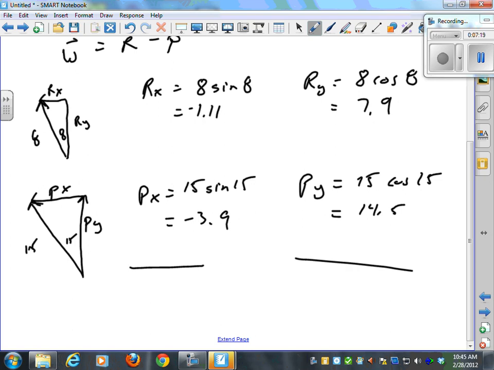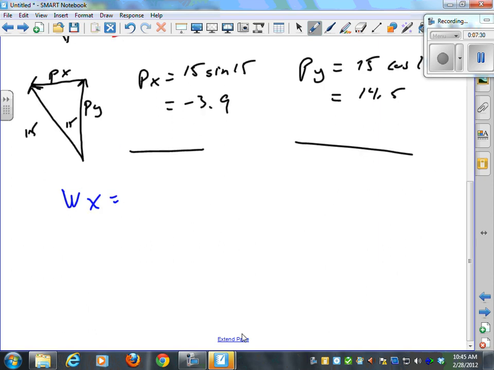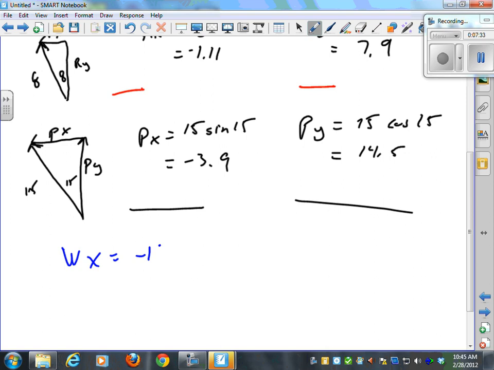Okay, so I've got my components, but because I know it's vector subtraction, I have to subtract those. So my wind X is going to be minus 1.11 subtract minus 3.9. So be very careful with subtraction there. I think it's important to show that so that you don't get messed up, right? 2.79, right? And we'll draw a picture after to sort of confirm it.